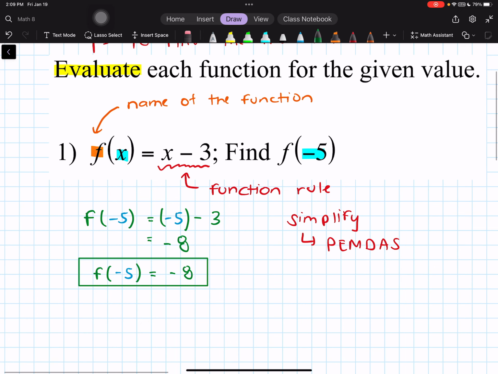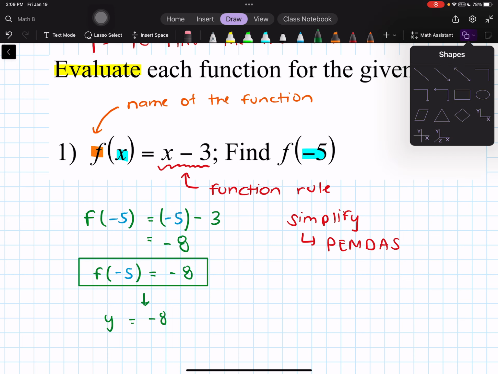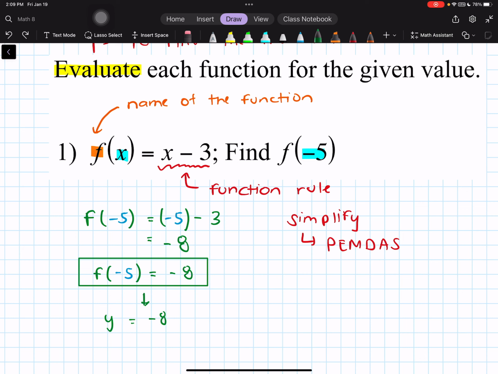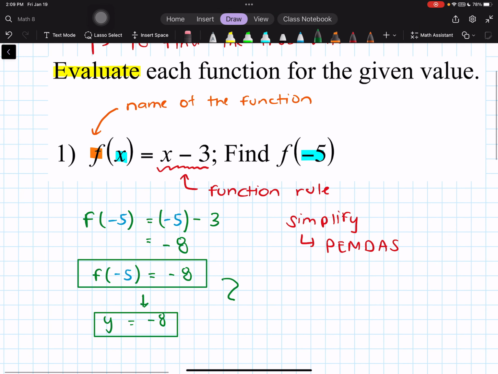Or you can say that your output is y is equal to negative 8. Or maybe you can put everything together and combine the two to say that when I have an input of negative 5 for this function, I get an output of negative 8. So here's how you evaluate this function at x is equal to negative 5.